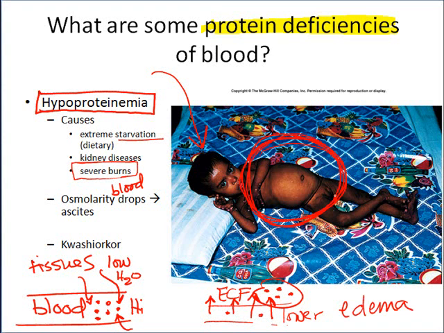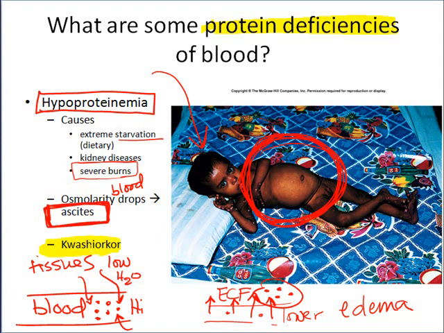You can see that we have this very swollen looking abdomen. That's not because the kid's stomach is full of food. It's full of fluid that has been drawn out of the blood and into the abdomen. This is a condition called ascites when we get this accumulation of fluid due to hypoproteinemia. Very common condition we see in children with a condition called kwashiorkor. Kwashiorkor literally means displaced child.